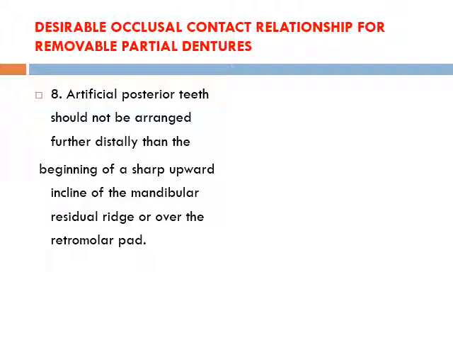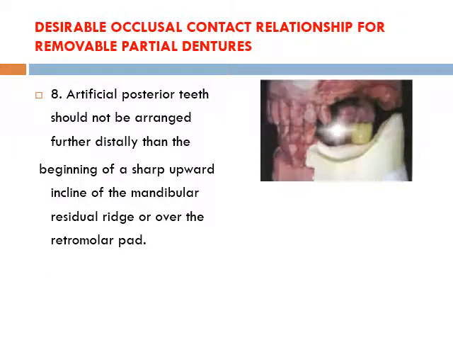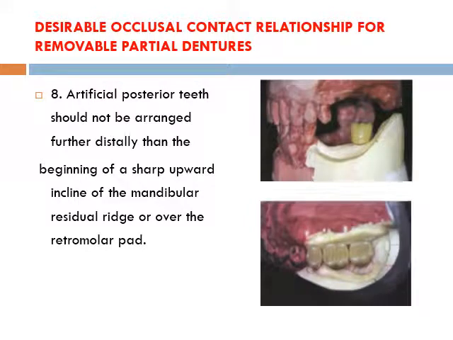Artificial posterior teeth shouldn't be arranged further distally than the beginning of a sharp upward incline of the mandibular residual ridge or over the retromolar pad. As we see here in the setting of the teeth.